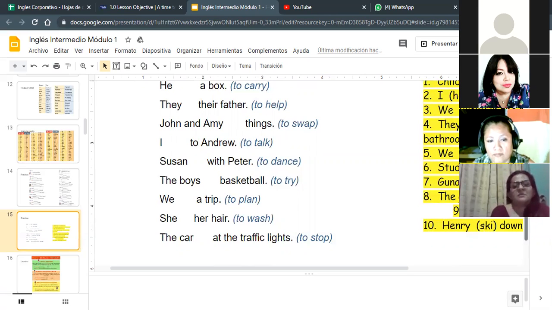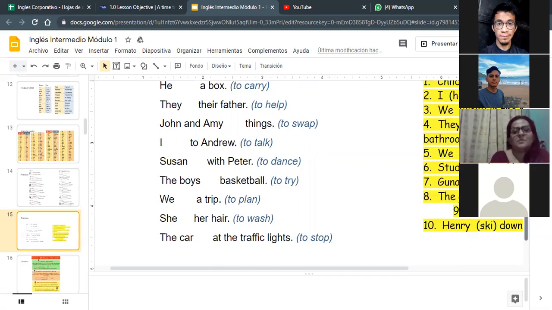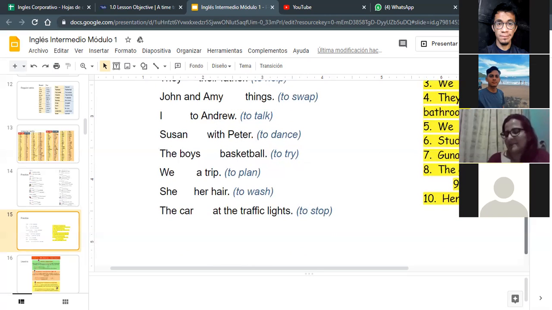Do you know what is to swap? Change. It's like interchange, right? I give you mine and you give me yours. We swap things, okay? The next one. I talked to Andrew. Very good. The next one.